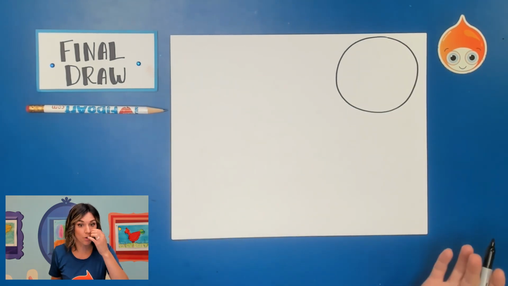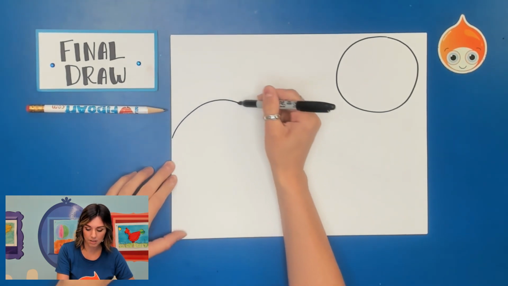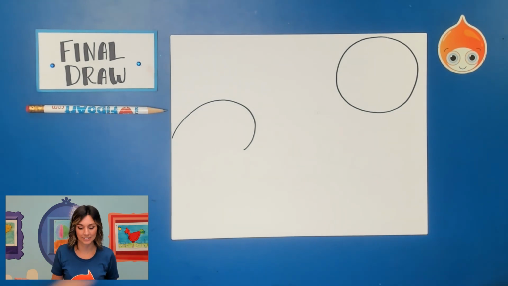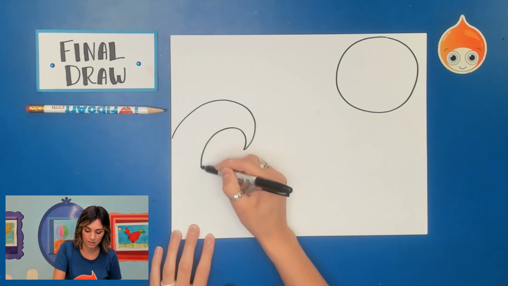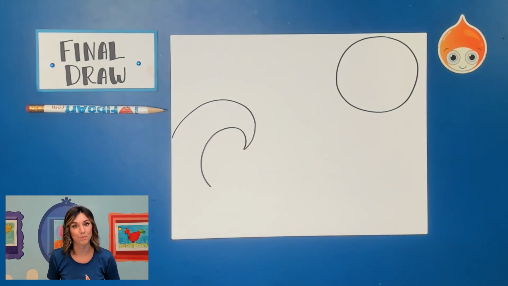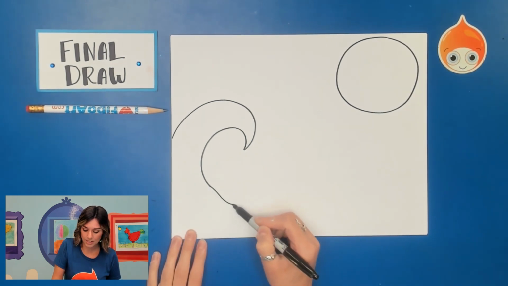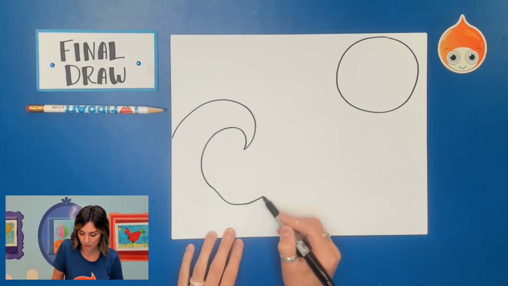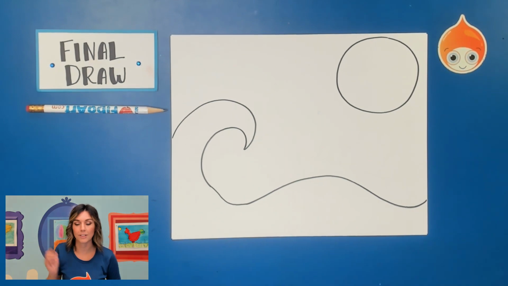Next, we're going to be drawing a wave. We're going to curve up and down. And then we're going to curve up, down. So that's going to be our big wave that's creating turbulence. Then we're going to curve down. And then we're curving up and over.